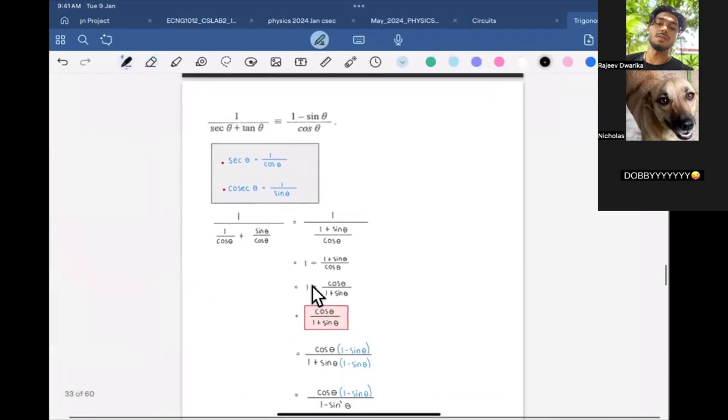Look at what we're trying to prove. We're trying to prove that this is equal to this. So you have to get 1 minus sine theta on top somehow. To do that, we're going to multiply the top and the bottom by 1 minus sine theta, and we will see how that goes. Kira, you understand? This is the only way you could get it. You have to introduce it.